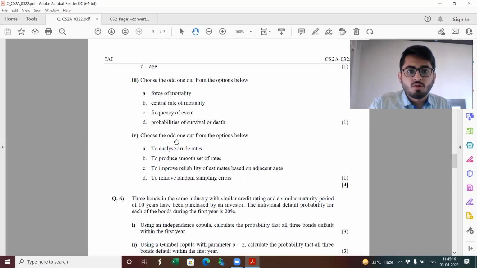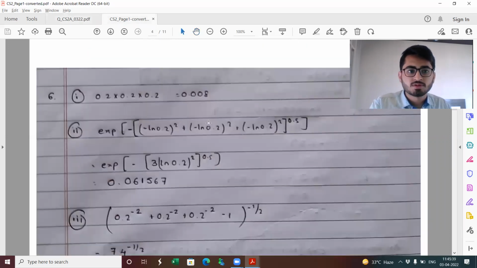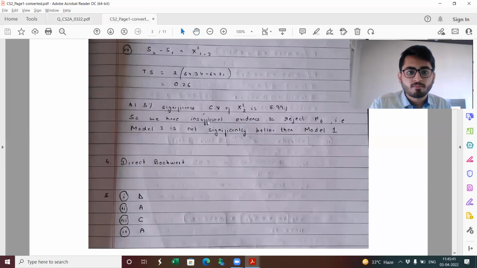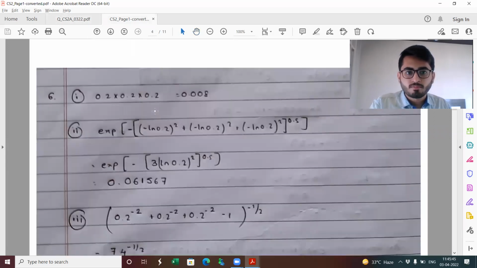Then choose the odd one out from the options below. To analyze crude rates, produce smooth set of rates, to improve reliability of estimates, to remove random sampling errors. So, produce smooth set of rates, improve reliability, remove sampling errors. These are all what basically graduation attempts to do, not analyze crude rates. So the odd one out, I would say, is option A. And this is the solution key over here. DACA. This is the solution key.